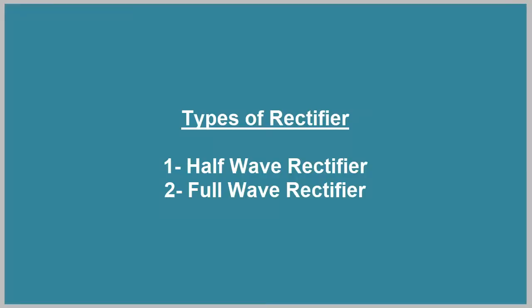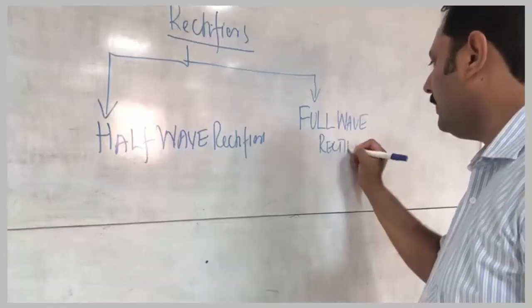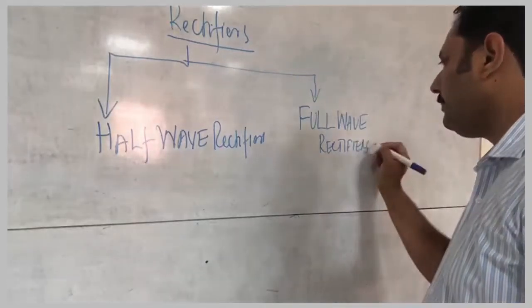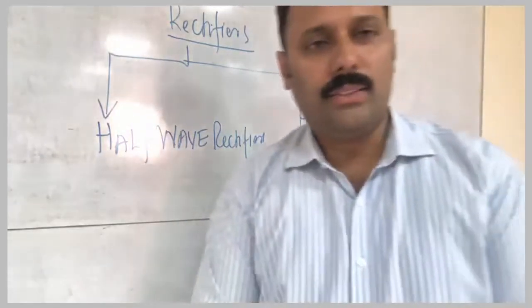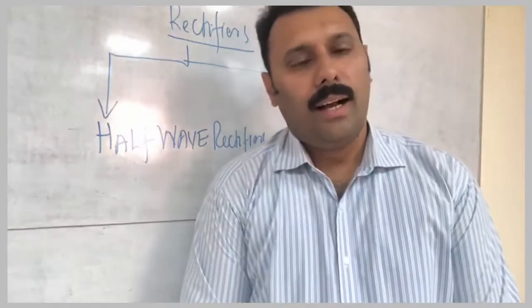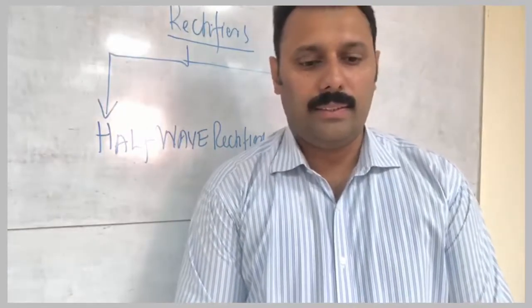Now dear students, we categorize our rectifiers into two types: half-wave rectifiers, and the second type is known as full-wave rectifiers. But in today's lecture, we study half-wave rectifier circuits.